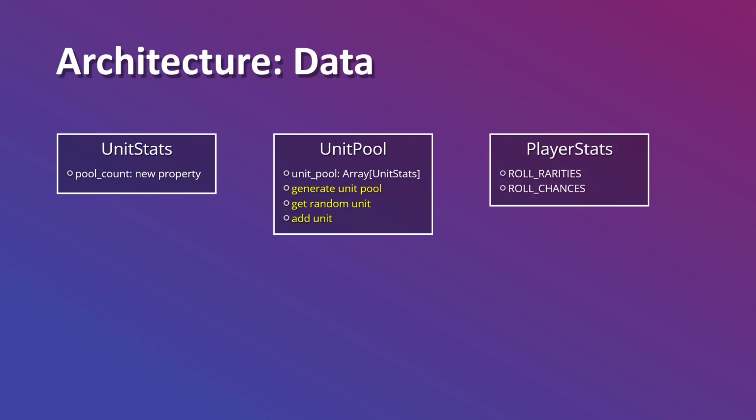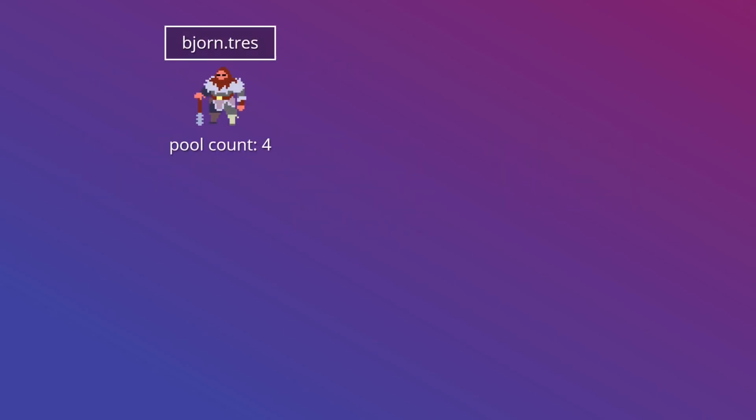And inside the PlayerStats resource, we'll also add 2 new dictionaries, one called Roll Rarities, and the other one is called Roll Chances. We'll use this because it's not just the units that are random themselves, you also have different chances to hit units with different rarities based on your current level. Let's take a look at how this unit pool works in practice.